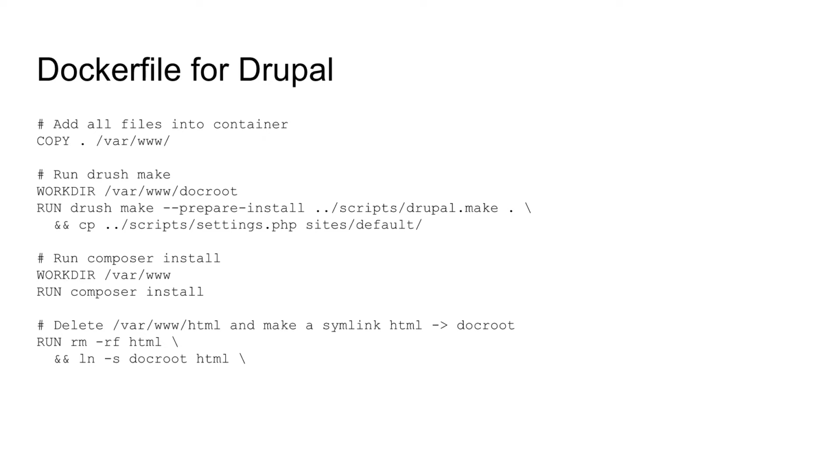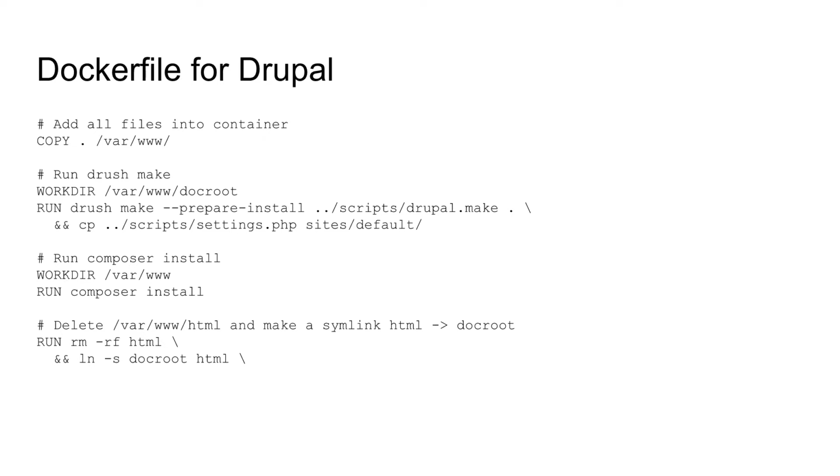Got it. So we copy our source code into the /var/www directory, and then we do a drush make. We're going to talk about the makefile in just a bit. Basically, it's a way for us to fetch Drupal core and Drupal contrib modules into the container image. And after that, we do composer install. This will fetch all the Composer dependencies and packages and put them into the image.